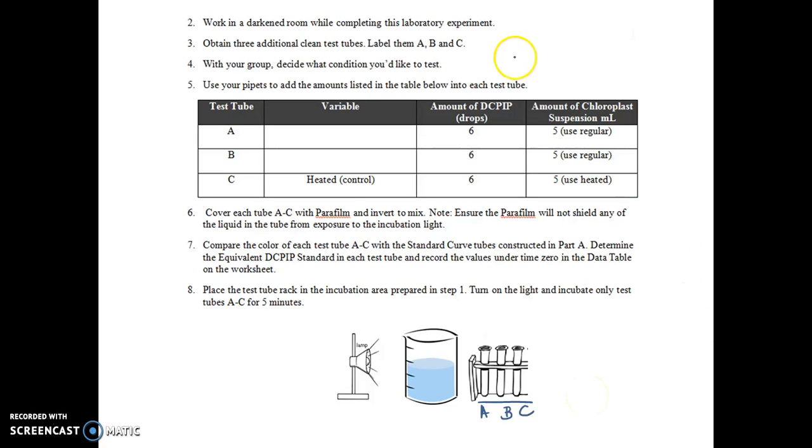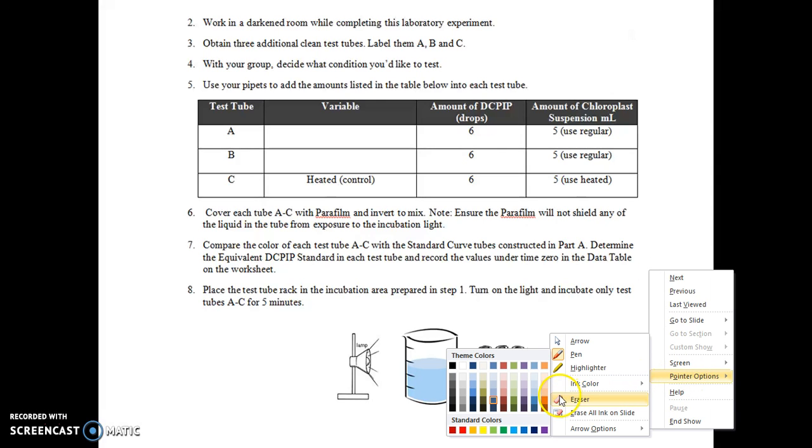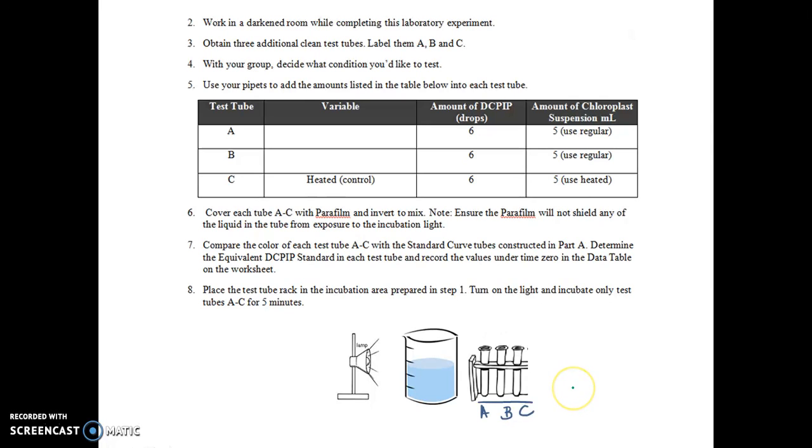All right, and this time we're going to put 6 drops of DCPIP into each of them and 5 mL of chloroplasts. Now, let's do the chloroplasts first. So we're going to put 5 mL of chloroplast solution in each of them.